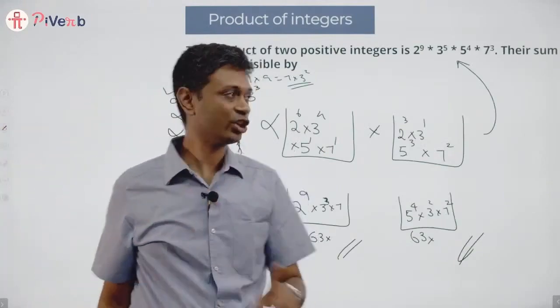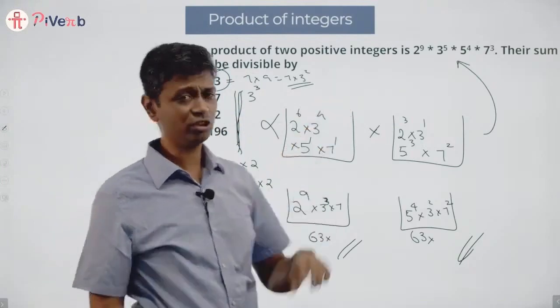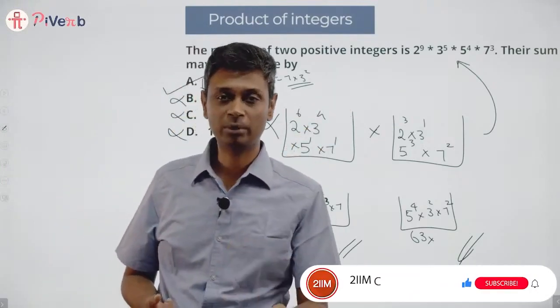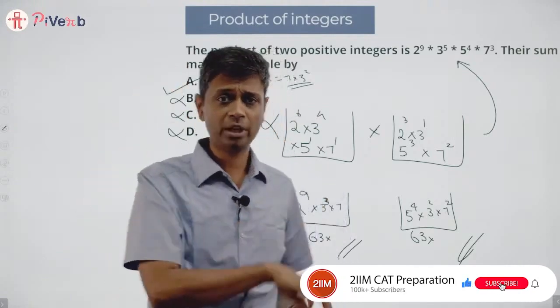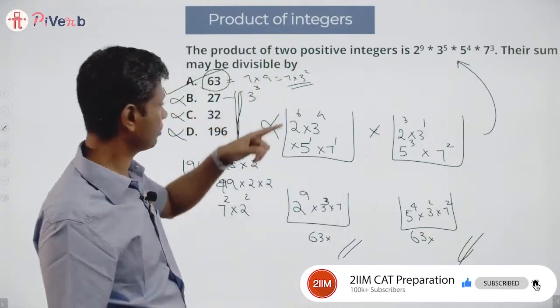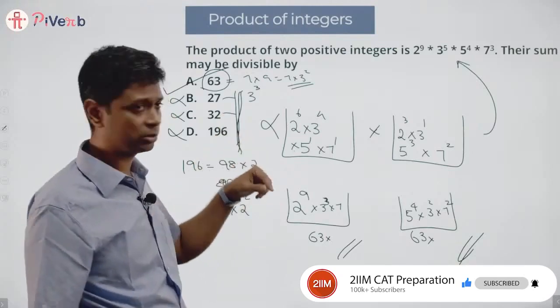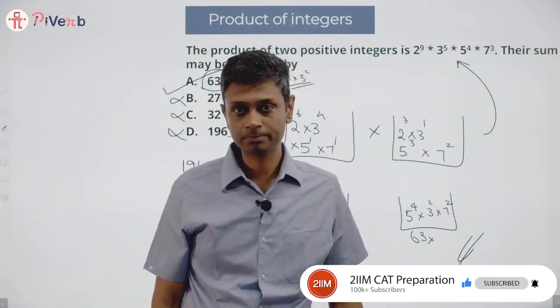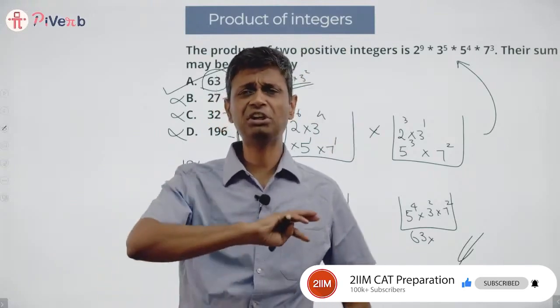Only one possible answer, 63. I can break this into two parts such that the first one is a multiple of 63 and the second one is a multiple of 63. I simply cannot break it into two parts such that first and second are multiples of 27, first and second are multiples of 32, first and second are multiples of 196. Not possible. Doesn't work. And beautiful question. Really, really, really tough.